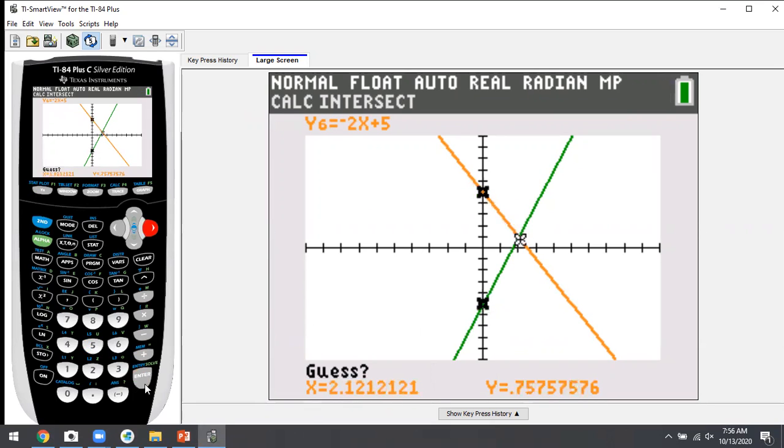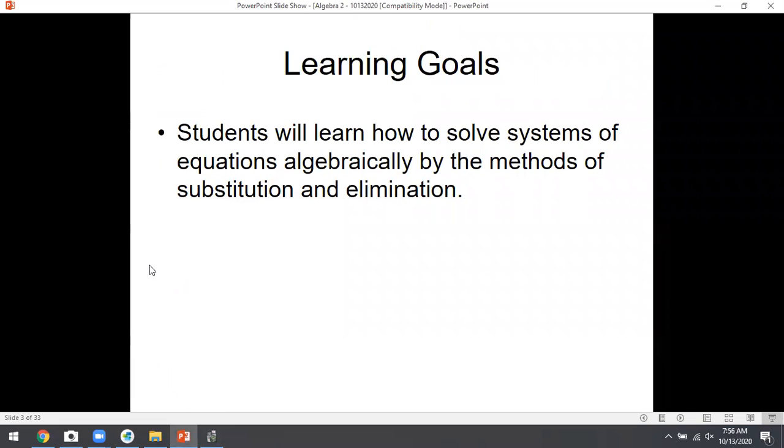Looks like the answer for this one is (2, 1). Nice clean number on that. X is 2, Y is 1, consistent, independent, and life is good. There you go. All right.